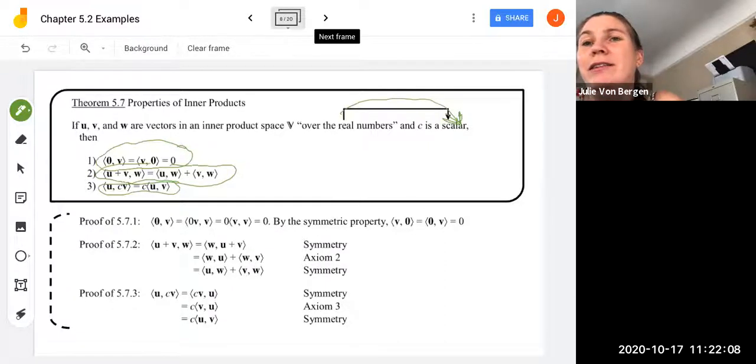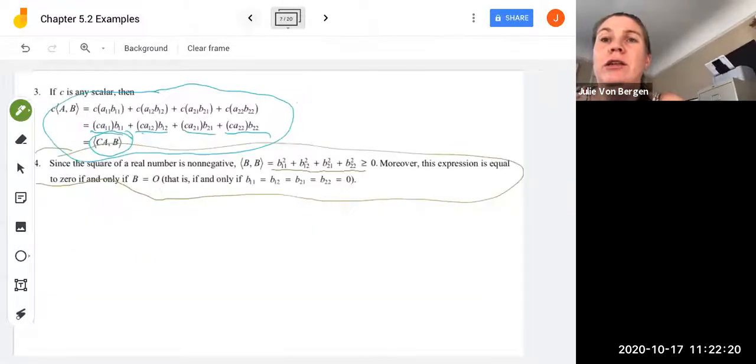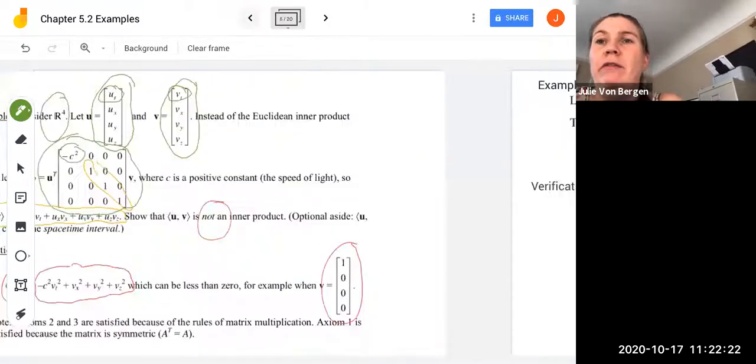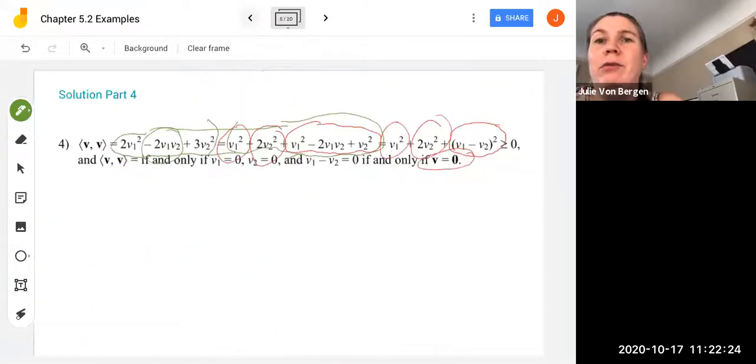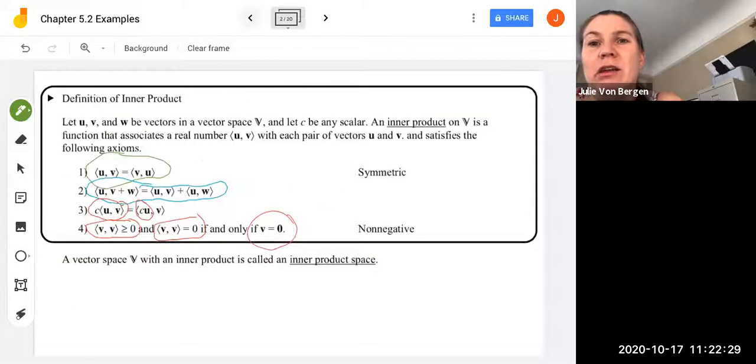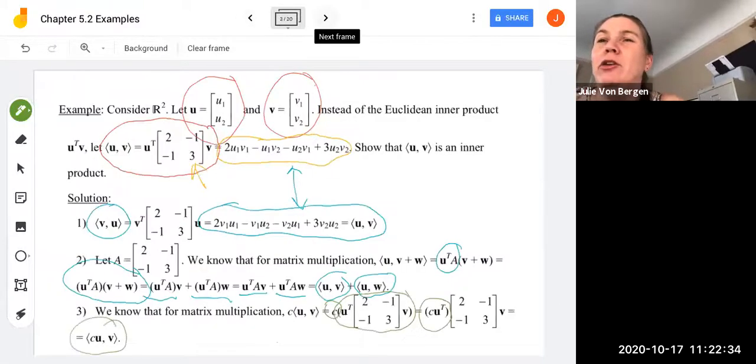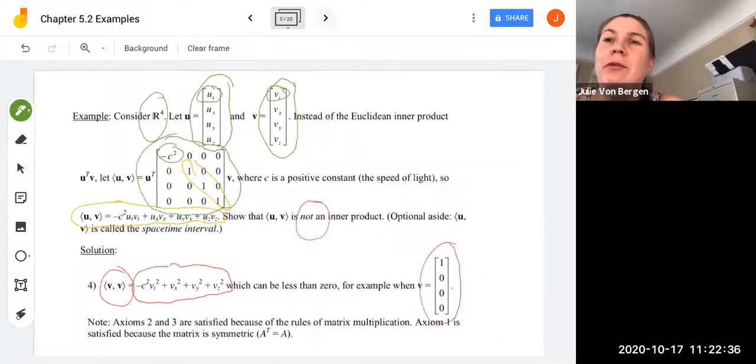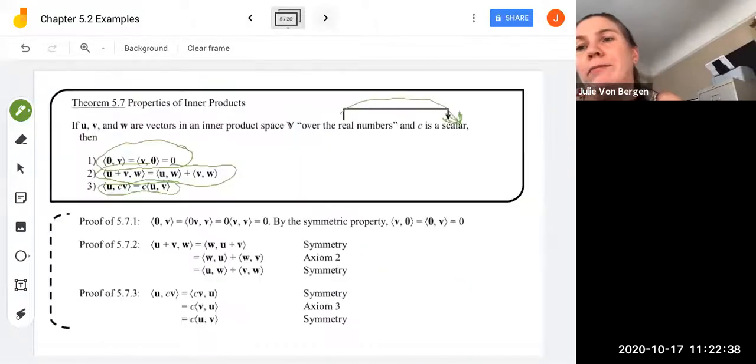Okay, and so notice this is only over the real numbers. So these properties were not true for the general definition of vector spaces and inner product spaces that we saw back in the definition. So these are extra properties that hold if you're over the real numbers because of the commutativity and associativity of the real numbers that we're able to invoke here.